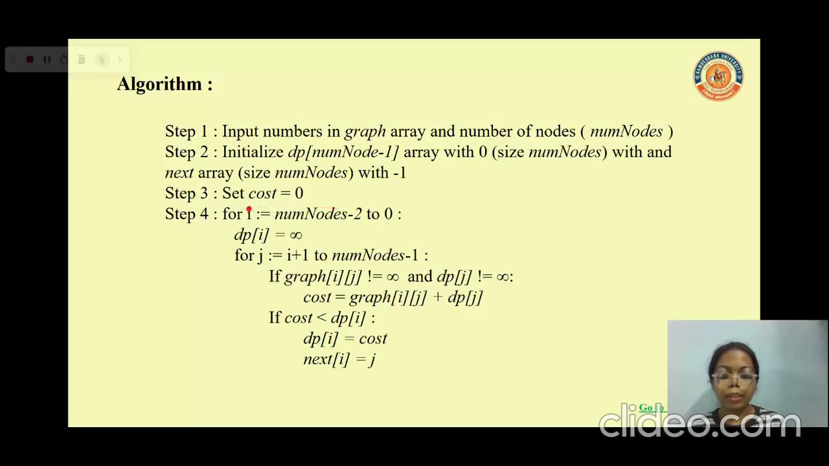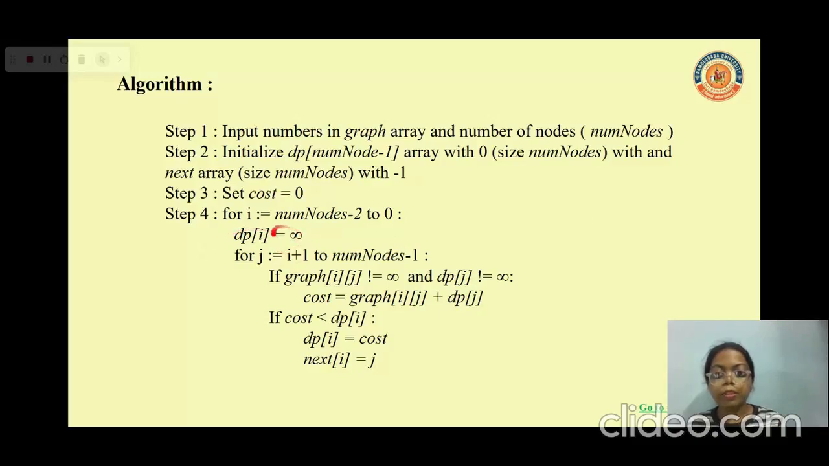for reaching the destination. So I will travel from num nodes - 2 to 0. Why -2? Because we already know the positions of the source node and destination node. What we don't know is about the intermediate nodes. Our task is to find out what those intermediate states will be.